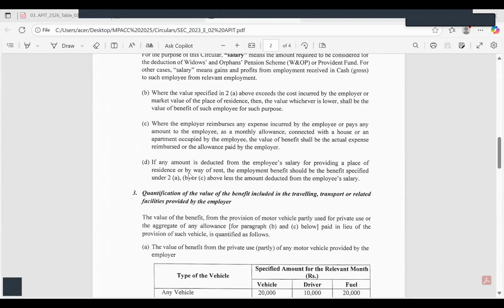The benefit minus the amount deducted from the employee's salary is the benefit.